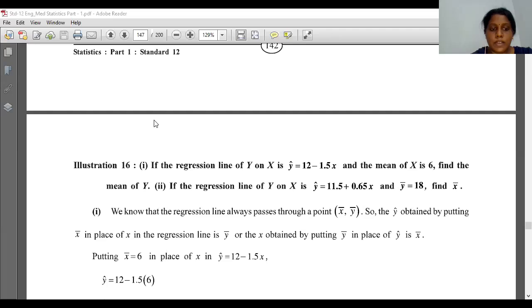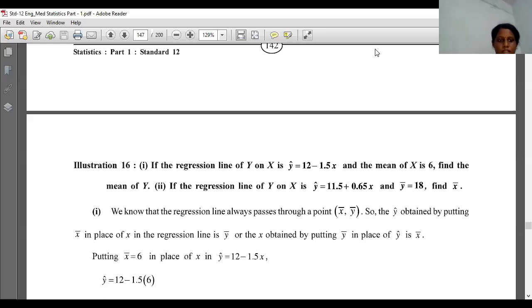Now see, the first one is, if the regression line of y on x is y cap equal to 12 minus 1.5x and the mean of x is 6, find the mean of y, right? Then second is, if the regression line of y on x is y cap equal to 11.5 plus 0.65x and y bar equal to 18, find x bar. So this is our 16th question.